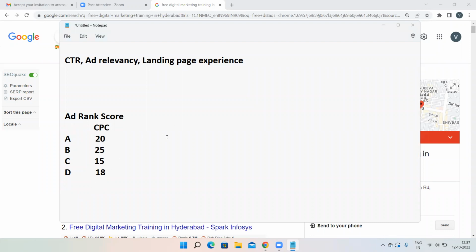Now, according to the first rule, ad rank depends on CPC. Tell me who will appear at first, second, third, fourth places. Fast. Don't think about quality score. Asanji.